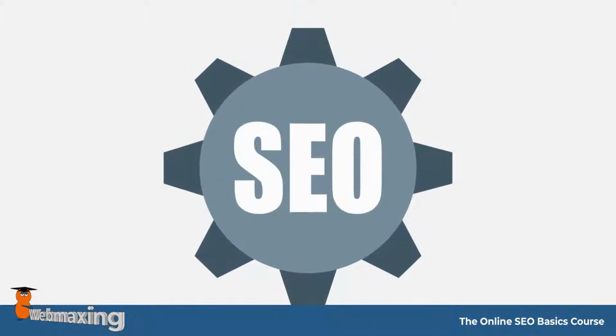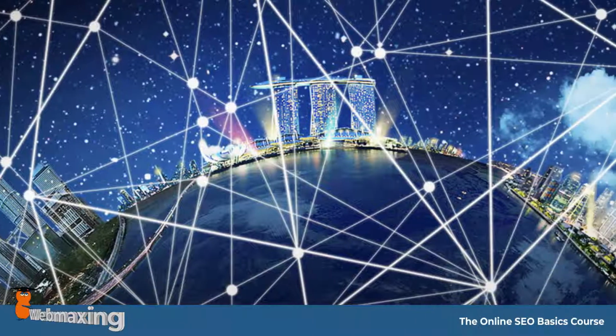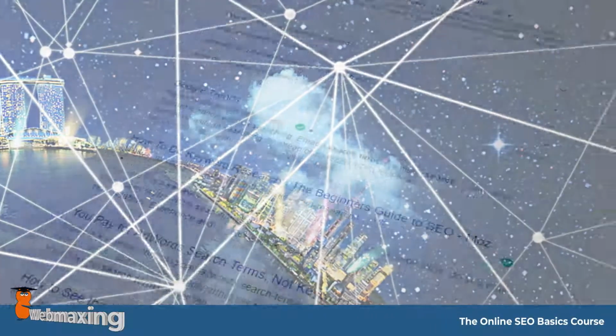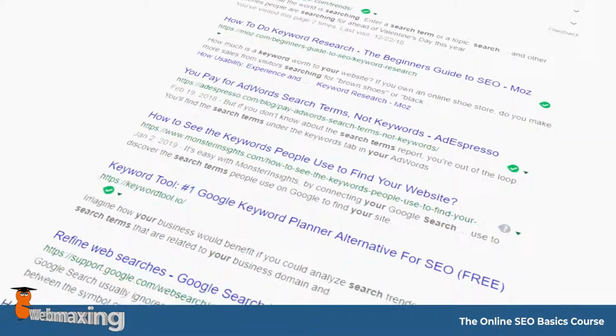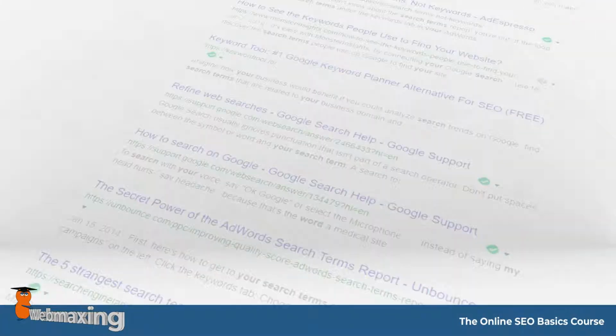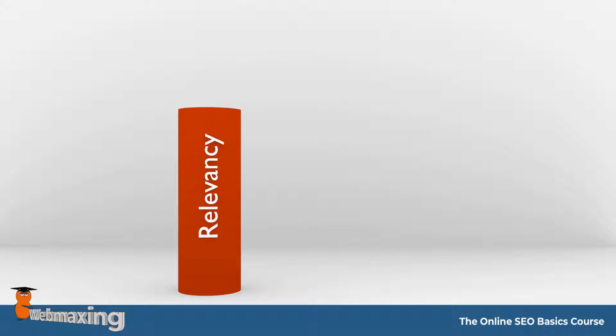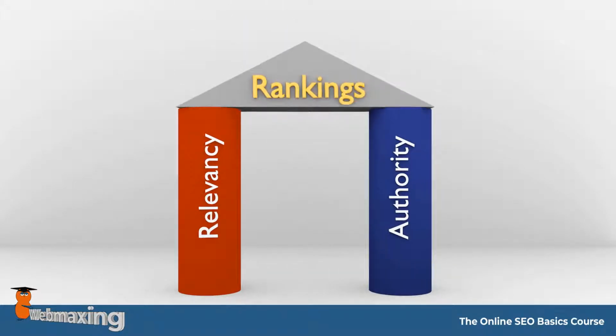You're now well prepared to start search engine optimizing your site, but in order to do it, you'll need to understand the process search engines go through when deciding, from the billions of pages on the internet, who should take those magic positions at the top of their lists in the search results. It all comes down to two factors: relevancy and authority. These are the two pillars of rankings.